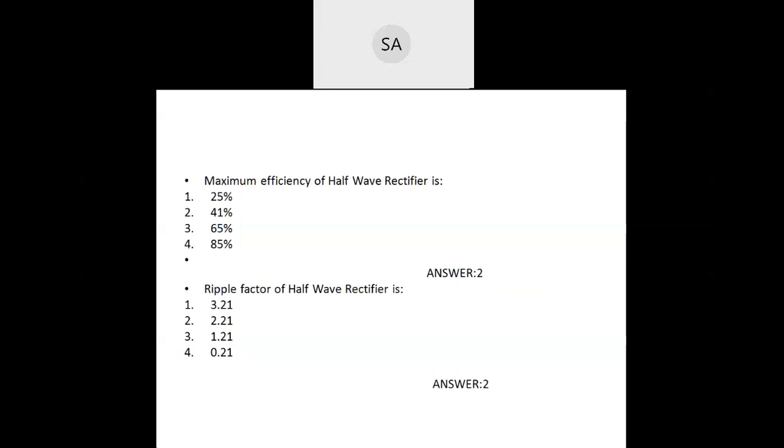The maximum efficiency of the half wave rectifier is? We just discussed that the efficiency of the full wave rectifier is twice that of the half wave rectifier. Here the options are 25 percent, 41 percent, 65 and 85. But exactly, the efficiency of the half wave rectifier is 40.6 percent.